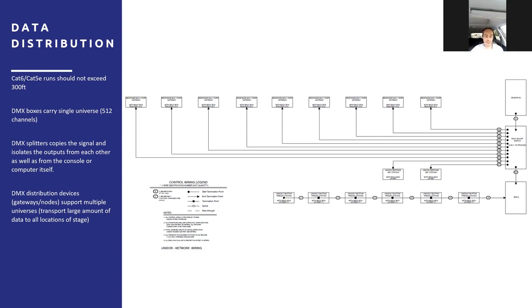In certain cases, we use DMX boxes for smaller setups, which will carry, again, up to 512 addresses. And then there's something called DMX distribution devices, and different manufacturers have names for them, like gateways or nodes. And these support numerous universes. So again, one universe is 512 addresses, and four universes is 512 times four. I'm not going to try the math again after the last failure. And that way we're able to transport large amounts of data to different locations in the auditorium based on what, again, the client is looking to do.